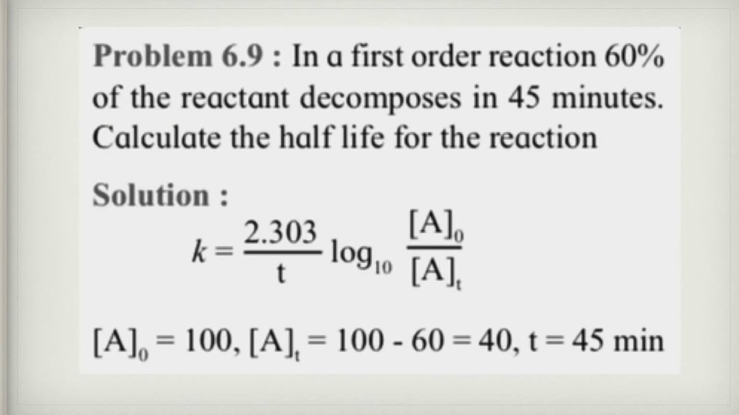Okay. Next problem. In a first order reaction, 60% of the reactant decomposes in 45 minutes. Calculate the half-life for the reaction. Again, over here, it is a first order reaction. First order reaction means only two equations we have to remember. What are the two equations? K is equal to 2.303 upon T log to the base 10 initial concentration upon final concentration, and the second equation is K is equal to 0.693 upon T half.